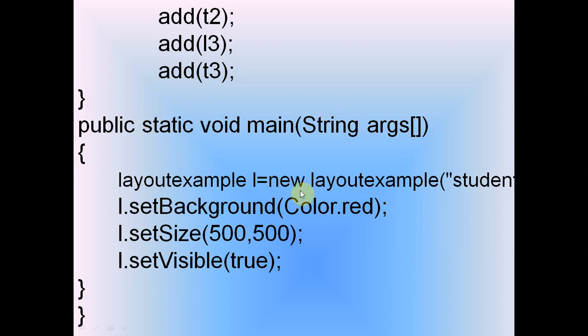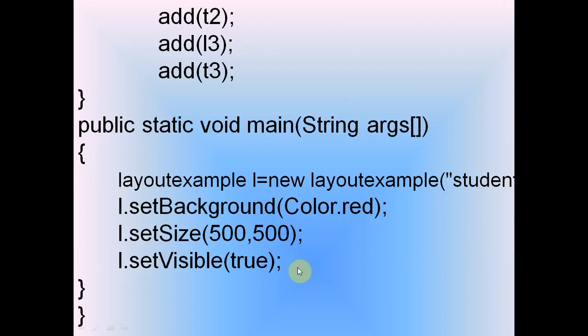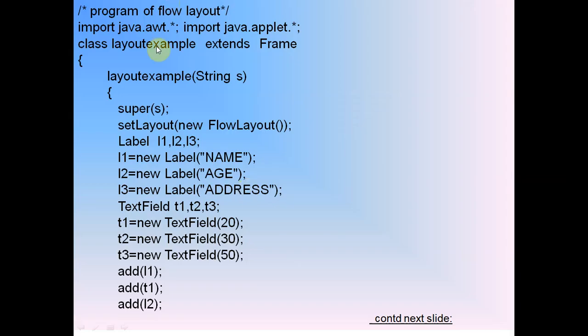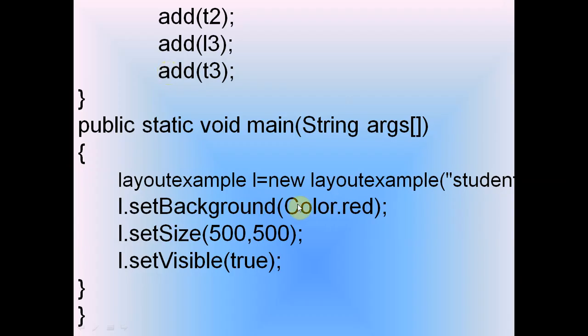In the case of a frame we will write main, not the paint function or init function, because this is not extending from applet, this is extending from frame. So we will write a console-based program. This is the console-based program, public static void main String args, and then we define the object of the LayoutExample class. We write its object, LayoutExample L equals new LayoutExample, and its argument student.